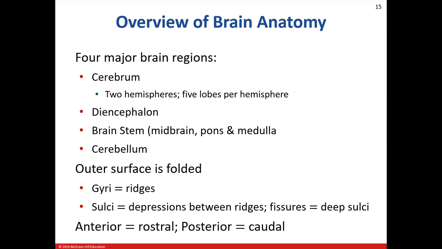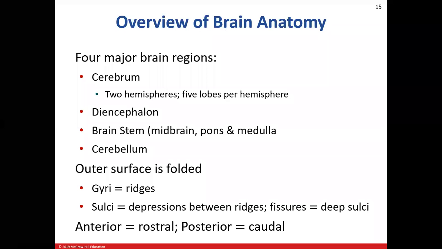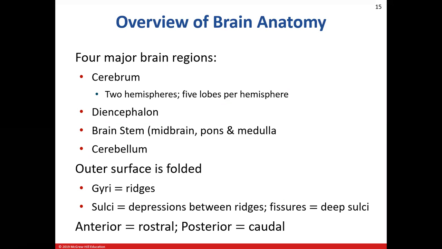When we look at the surface of brain tissue, particularly the cerebrum, gyri are going to be what we know as the ridges. So as the tissue comes up, we have the ridge, that's a gyrus. The sulci are going to be the depressions that are formed between those ridges. If they're relatively shallow, they're called sulci, or individually, a sulcus. If they're deep, then we call them a fissure. So fissures are identified as a deep sulcus. Again, the anterior portion is known as the rostral side of the brain. The posterior portion is called the caudal side.